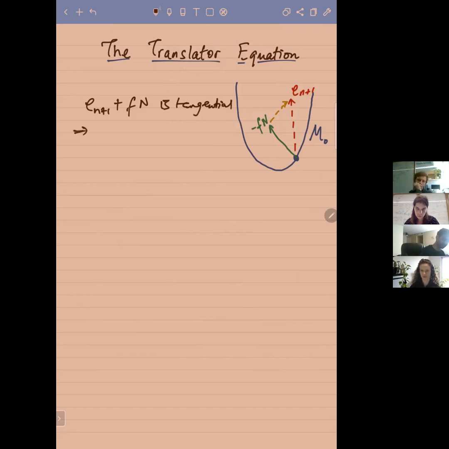So this means that if you take the inner product with n, you get 0, right? Which means you get n inner product T n plus 1 equals minus f.